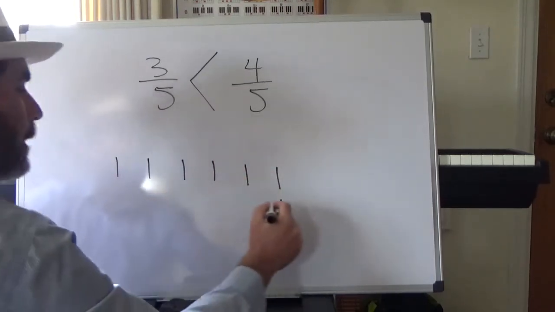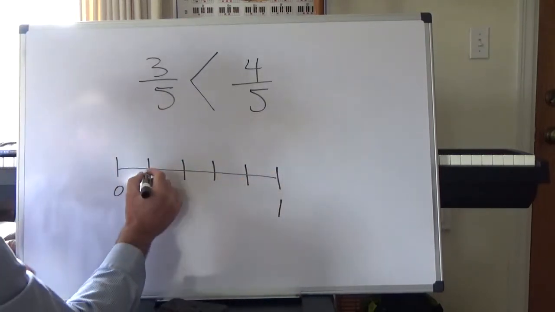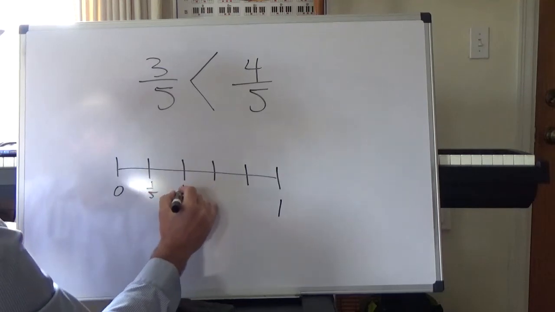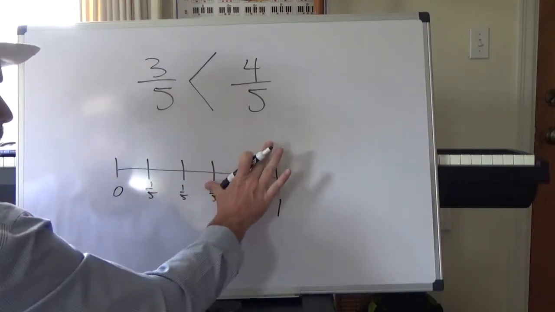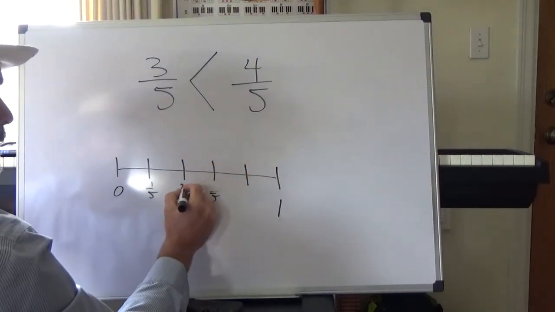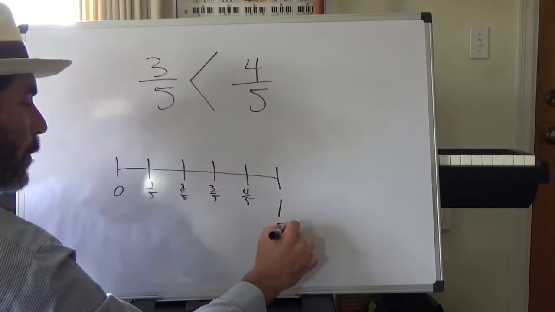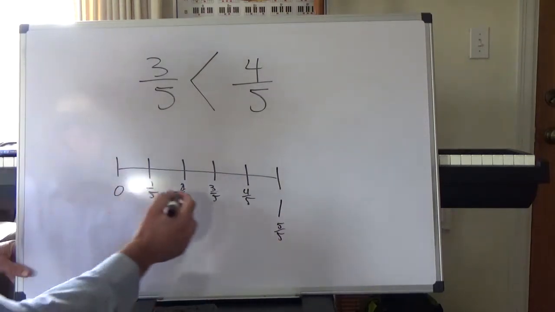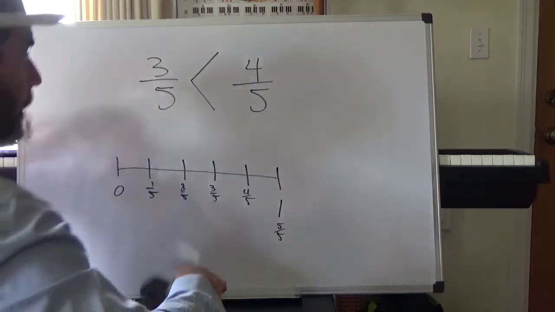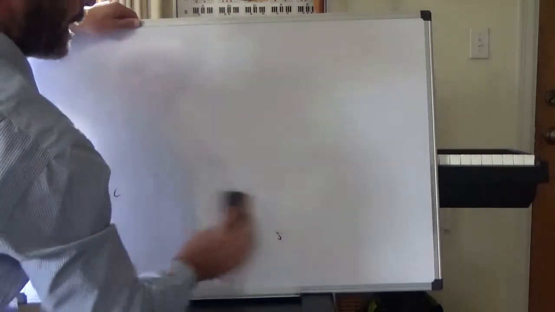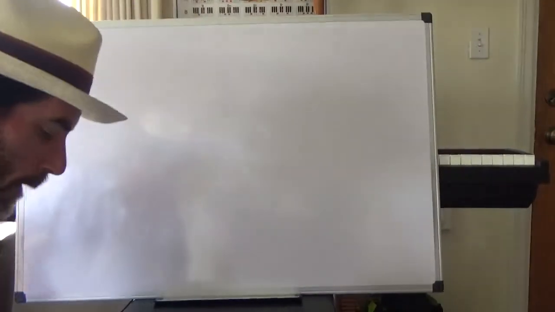This is 1, or 5/5, and this is 0. So 3/5, every one of these of course is 1/5. Actually that's 3. This will be 2, 3, 4/5, and this of course is 5/5 or 1. So on a number line I can see that 3/5 is less than 4/5 as well. Fractions with the same denominator, the bigger numerator is going to be the bigger fraction.